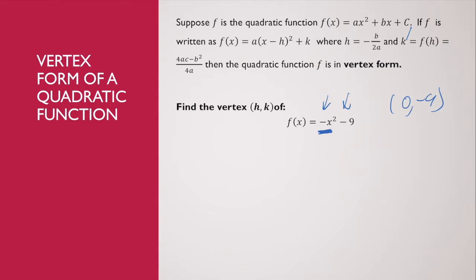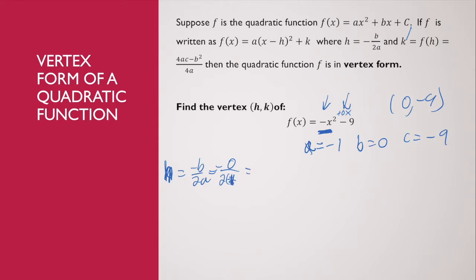So I have x squared, and I'm going to label my a, b, c's. So a is negative 1, b is 0 because there's no x term, and c is negative 9. So if I have h equals negative b over 2a, well, that's negative 0 over 2 times negative 1.